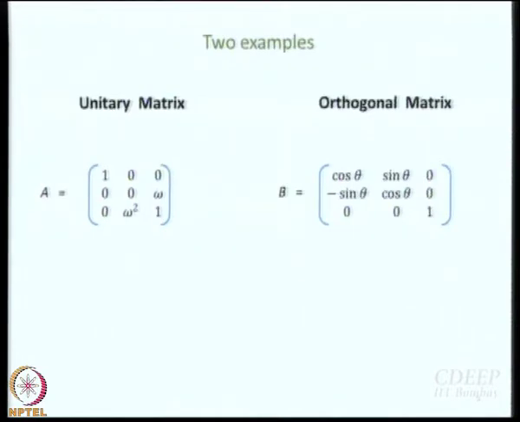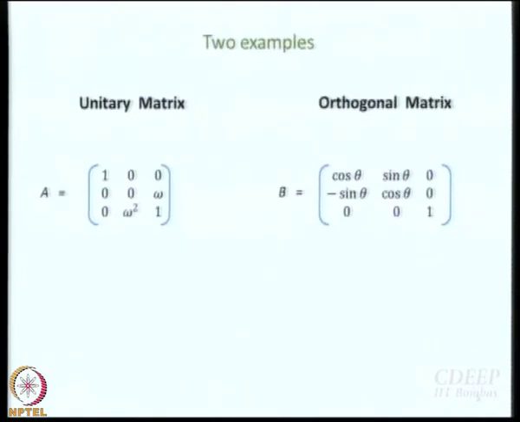What is the second row? 0 0 omega square is just the transpose. I want the adjoint. 0 0 omega. What is the third line? 0 omega square 1. Right? Is this right? 1 0 0, 0 0 omega, 0 omega square 1.